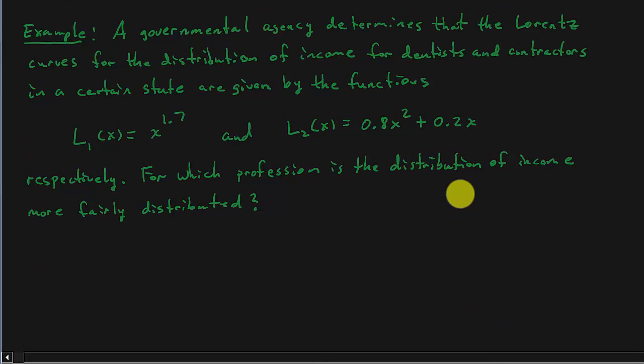It says a governmental agency determines that the Lorentz curves for the distribution of income for dentists and contractors in a certain state are given by the functions L1(x) is x to the 1.7 and L2(x) is 0.8x squared plus 0.2x respectively. So this one is for the dentists and this one's for the contractors, because it says respectively, and the dentists were first, contractors were second. For which profession is the distribution of income more fairly distributed?